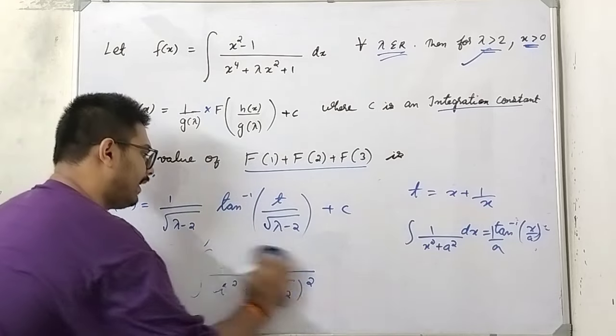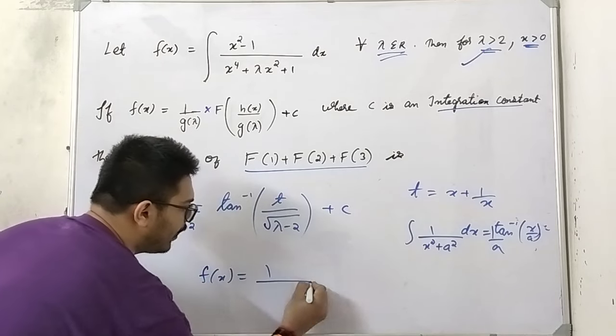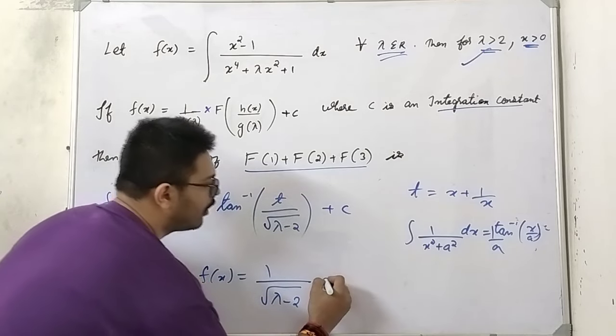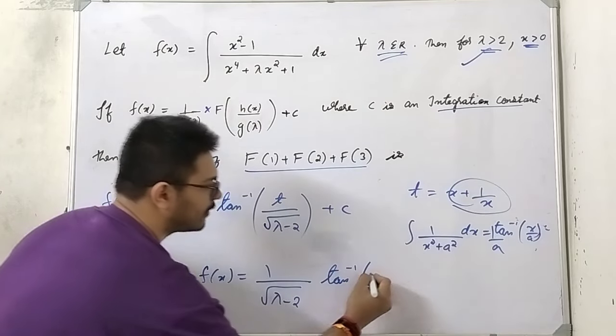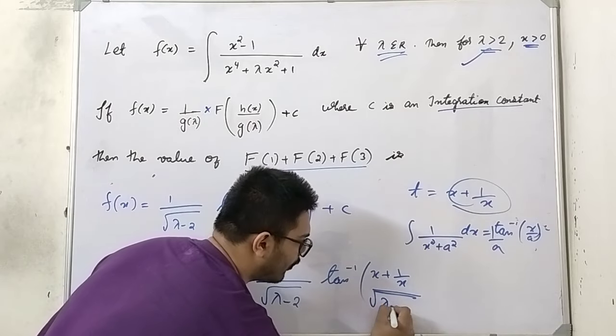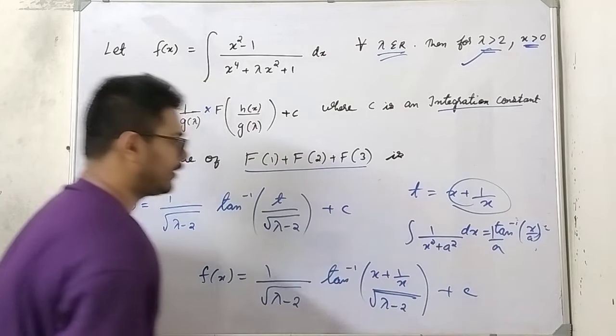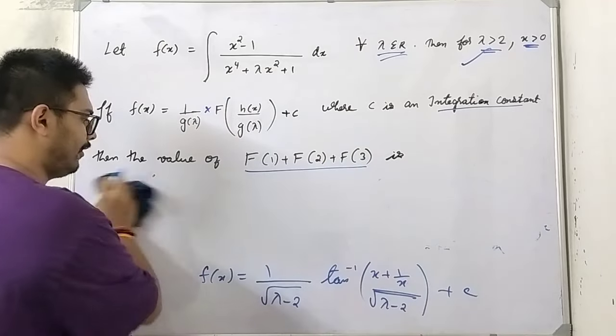Now what is the value of t? The value of t is x plus 1 by x. So f of x equals 1 by root of lambda minus 2 tan inverse of x plus 1 by x, the whole divided by root of lambda minus 2, plus constant of integration. Now we can compare with the given form. We have integrated the value.